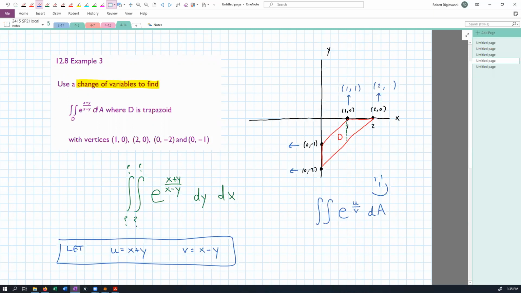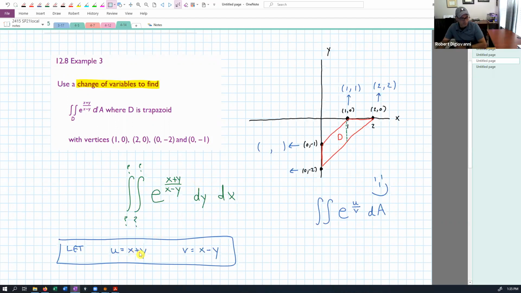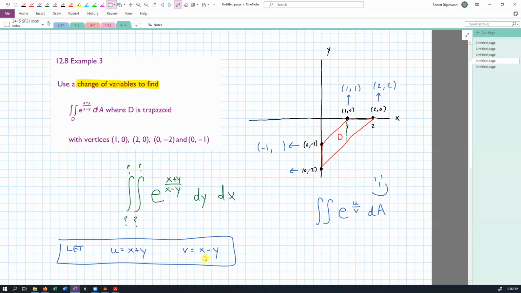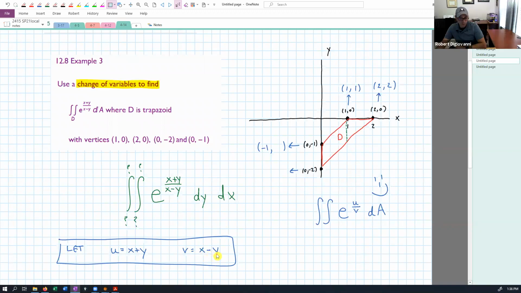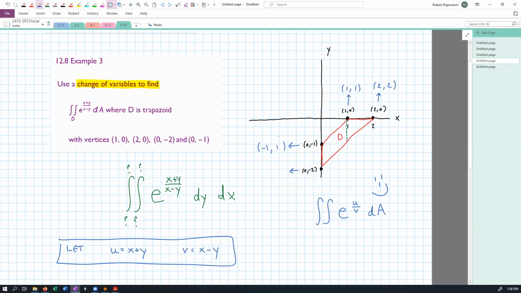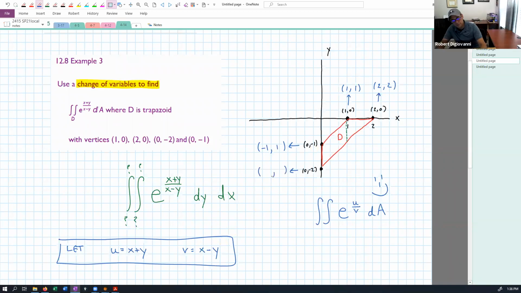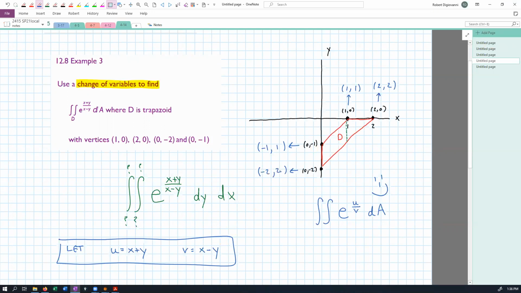2, 2. This one would be, let's see, u is going to be the x plus the y. So just -1, right? And then the v would be the x minus the y, but minus and negative would become plus. So -1, 1. And what about this last one here? -2, 2. Okay.